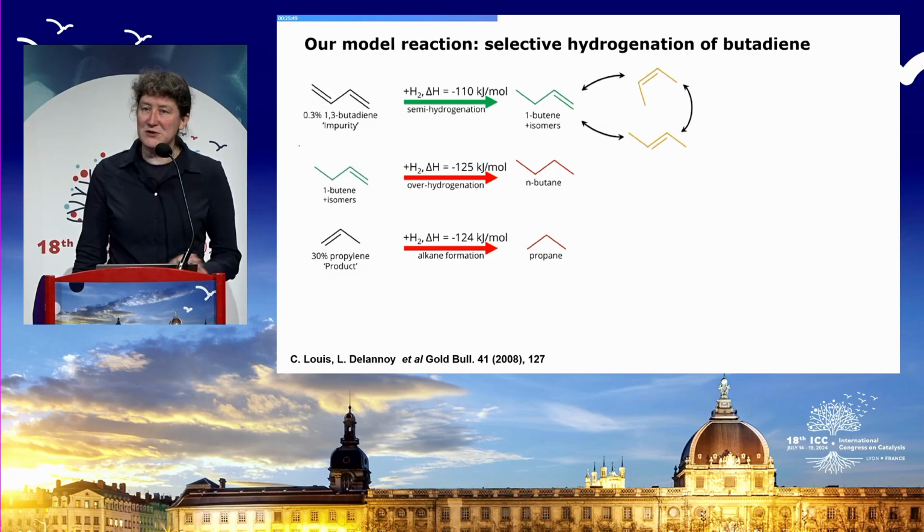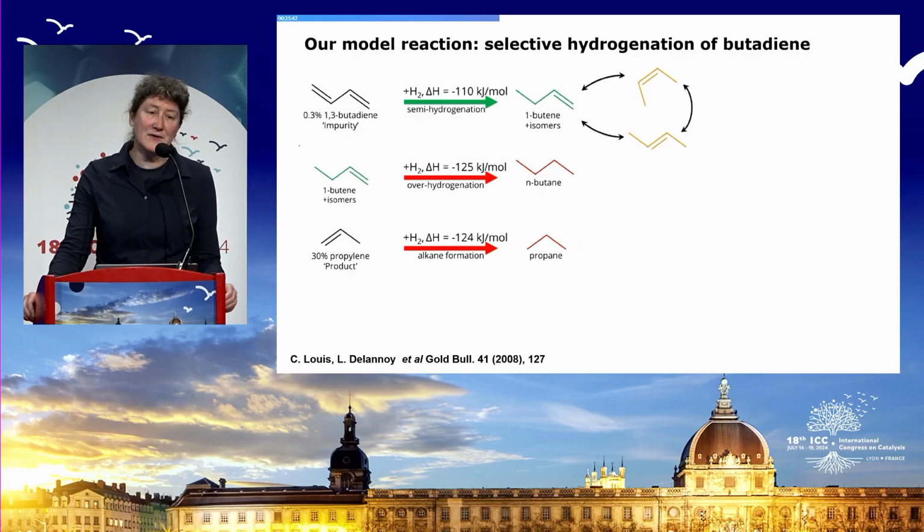So I love to give this presentation here because this reaction, studying it in the lab, was really inspired by my stay at the Sorbonne Université in Paris with Catherine Louis and Laurent Delannoy. It inspired me to even dare to start, I would say, on this type of hydrogenation reactions. So I'd like to thank them for that.